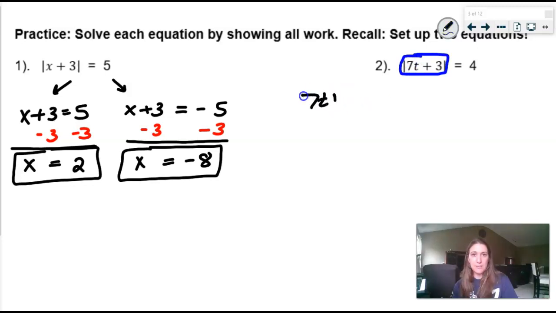So 7t plus 3 could be a 4 or 7t plus 3 could be equal to negative 4. Either way it would work.